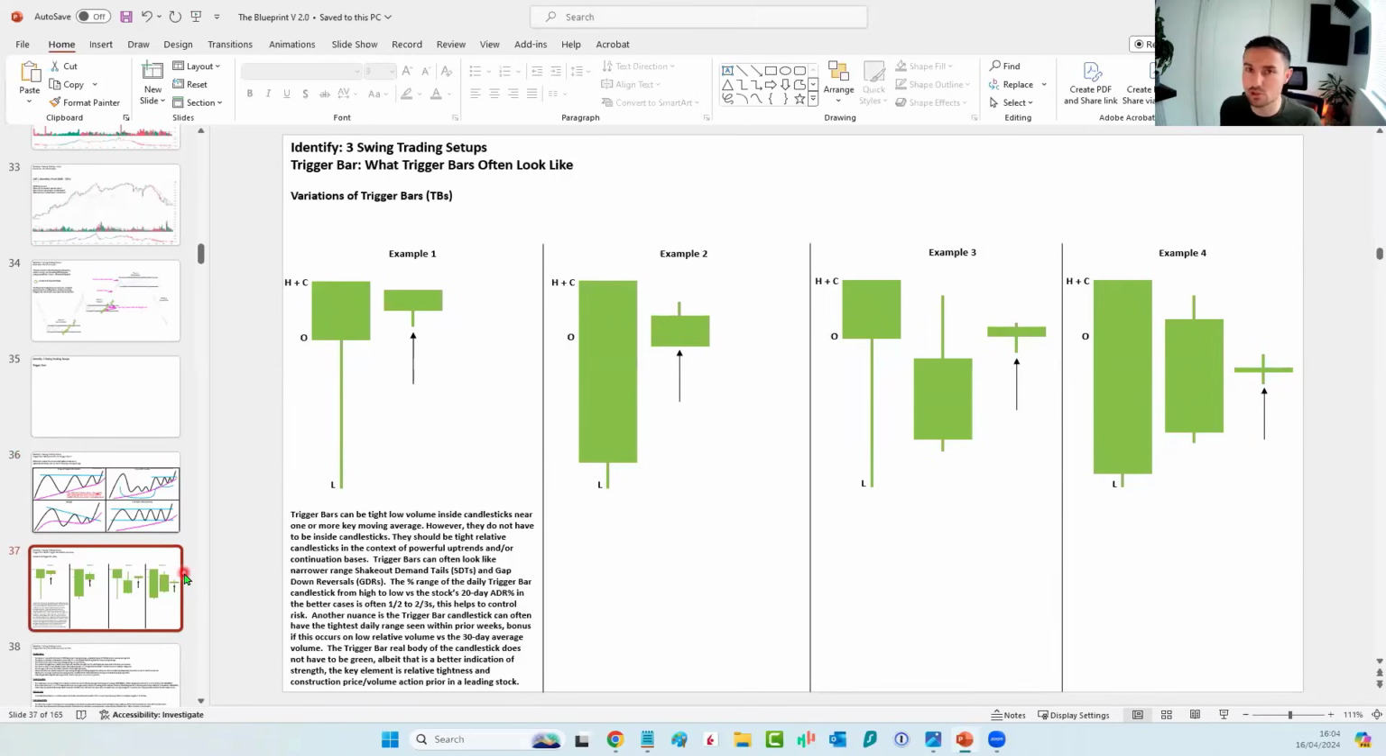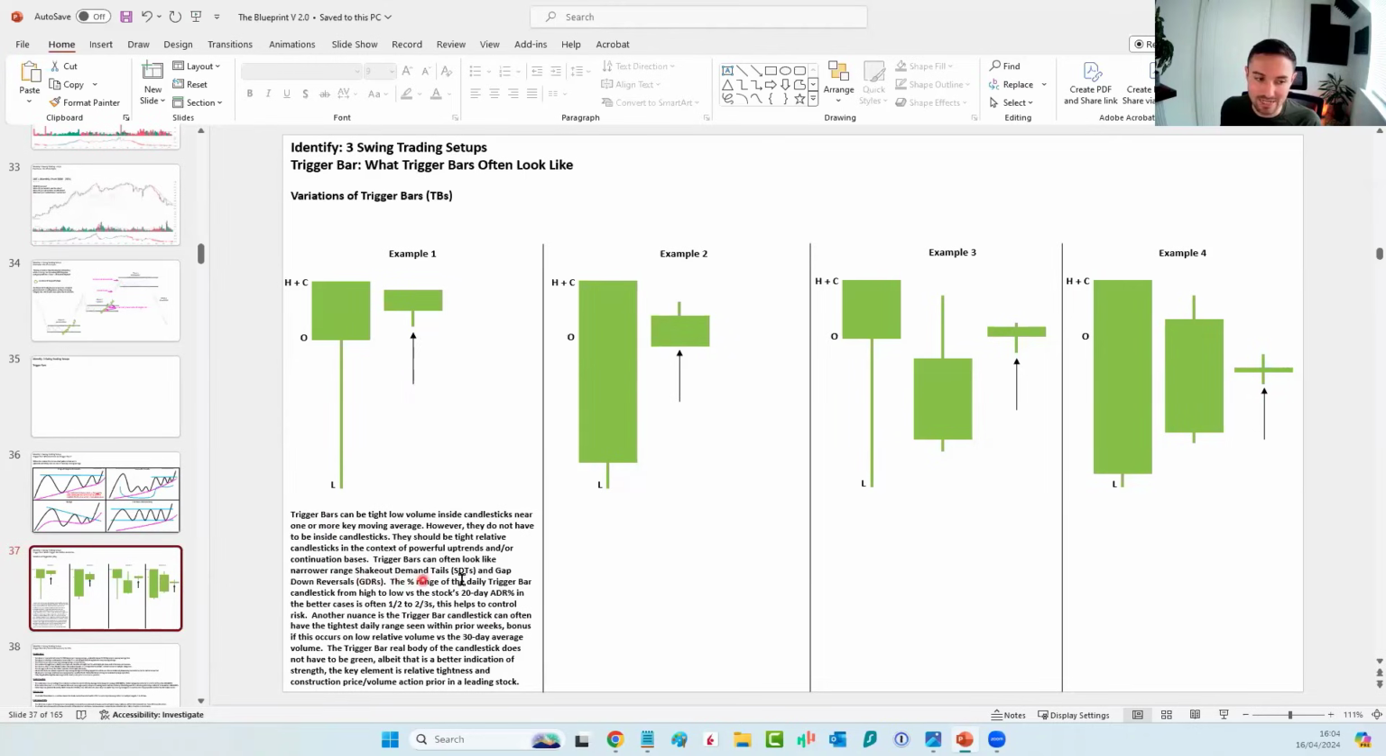So what on earth does a trigger bar look like? Well, let me just read this out to you, okay? Trigger bars can be tight, low volume inside candlesticks near one or more key moving averages. However, they do not have to be inside candlesticks. They should be tight relative candlesticks in the context of powerful uptrends and/or continuation type bases. Trigger bars can often look like narrower range shakeout to martels and gap down reversals.